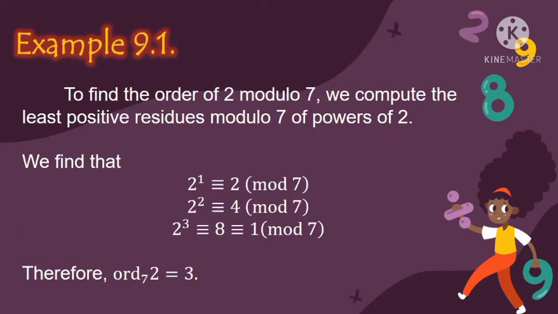Take a look at our example 9.1. To find the order of 2 modulo 7, we compute the least positive residues modulo 7 of powers of 2. We find that 2^1 is congruent to 2 modulo 7. 2^2 is congruent to 4 modulo 7 because 2 times 2 is equal to 4. Then 2^3 is congruent to 8 because 2 times 2 times 2 is 8, which is congruent to 1 modulo 7. Therefore, the order of 2 modulo 7 is equal to 3.